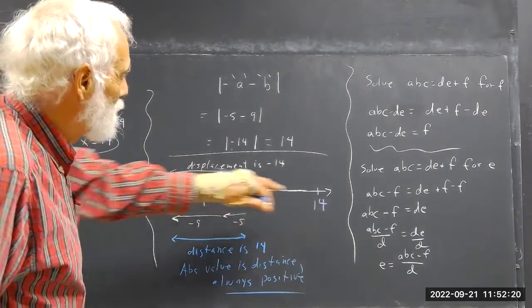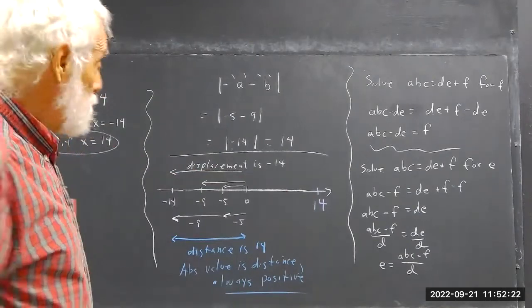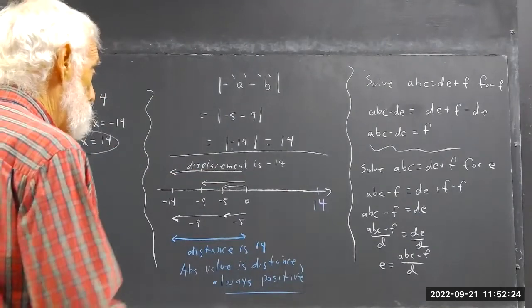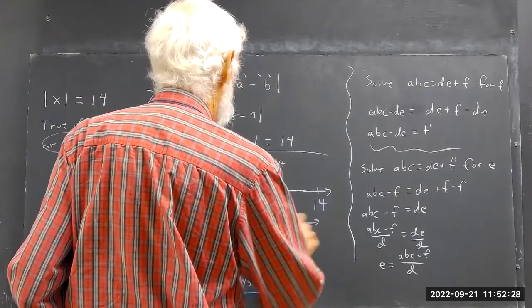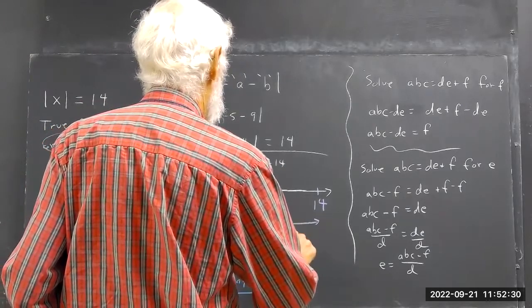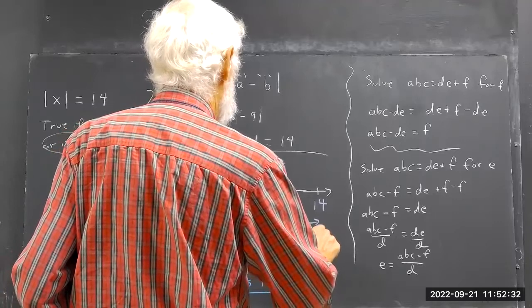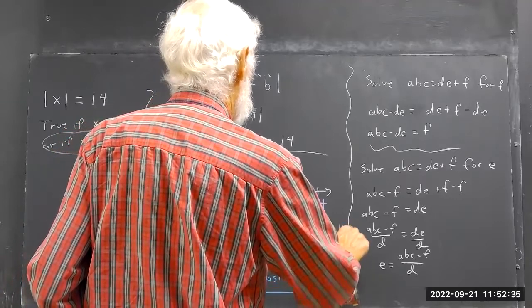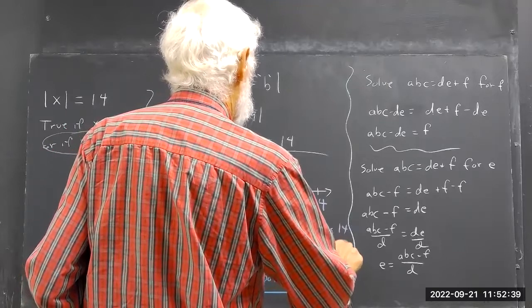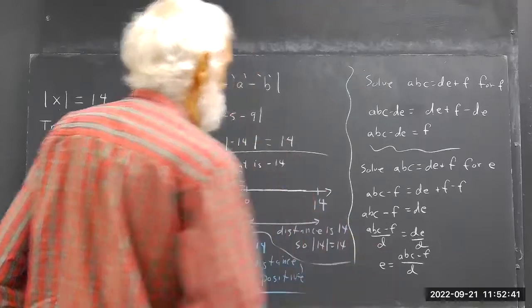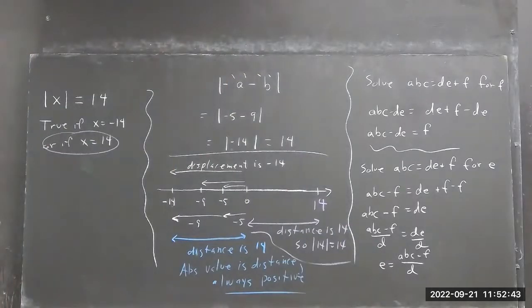Okay, so there's 14, right? And what did I say the absolute value is? The distance is 14, so the absolute value of 14 equals 14.